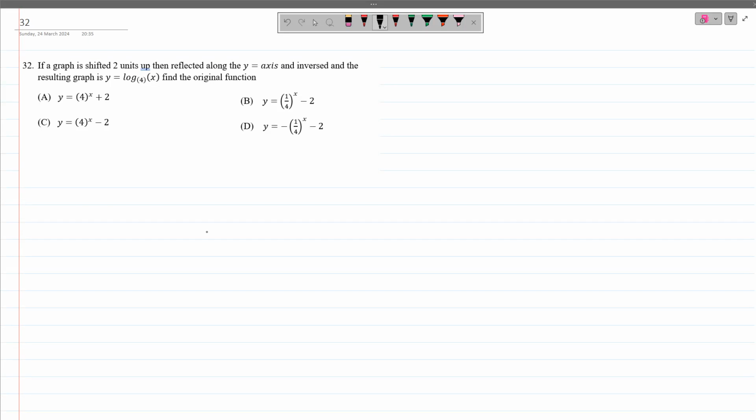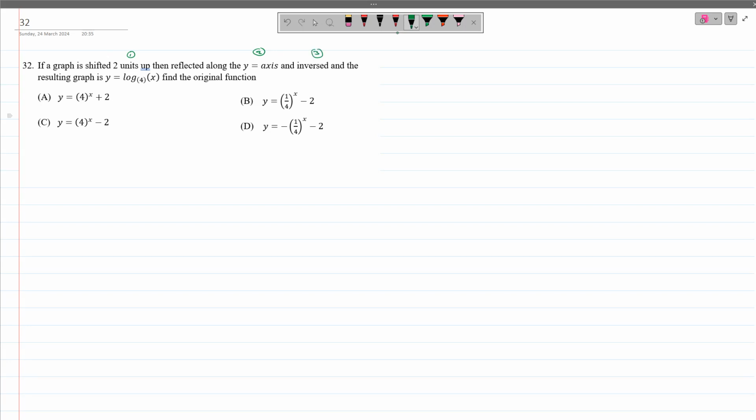Question 32 says if a graph is shifted 2 units up, then reflected along the y-axis and inversed, and the resulting graph is y equals log 4x, find the original function. So here we need to follow the steps. It was shifted 2 units up, that's step number 1, then reflected along the y-axis, step number 2, and then inversed, that's step number 3.